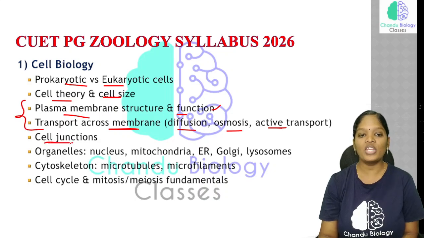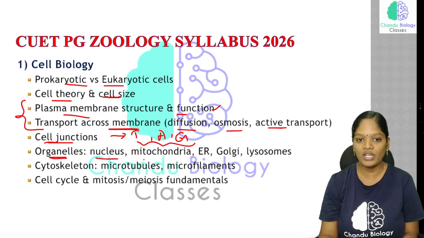For cell junctions, we have 3 different types: tight junctions, adhering junctions and gap junctions. We have to understand the basic ideology of these three junctions. Then the organelles: the important organelles present in the cell are the nucleus, mitochondria, endoplasmic reticulum, Golgi complex and lysosome.